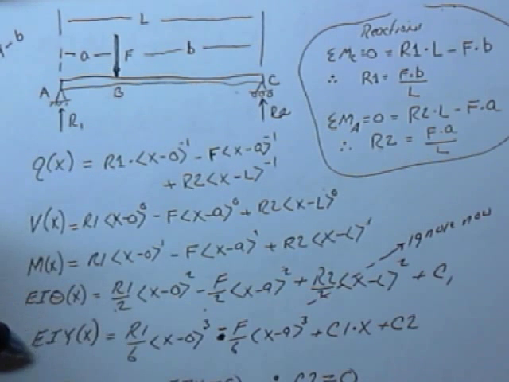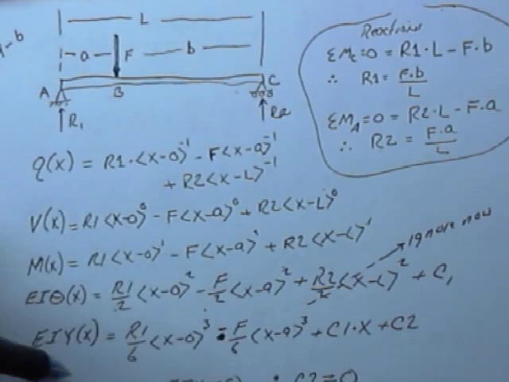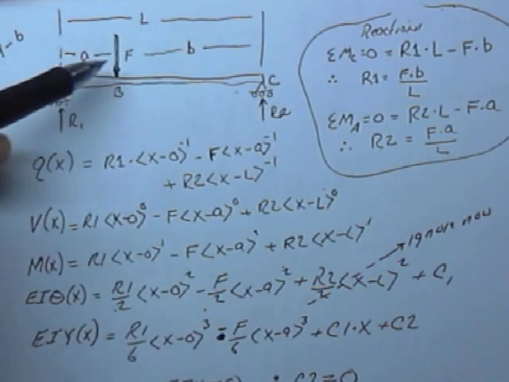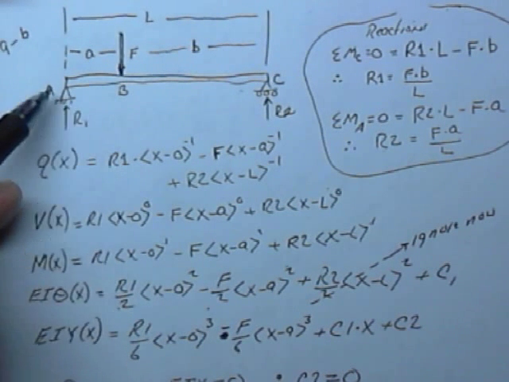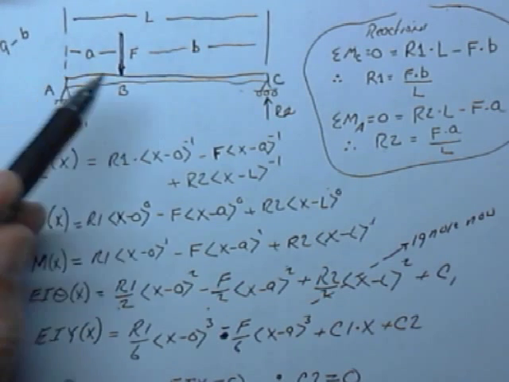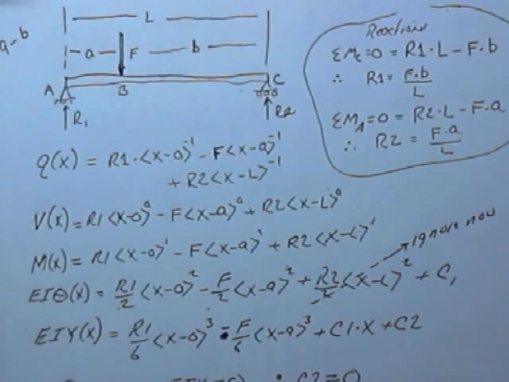So the power of the singularity function so far is to let me speed through these integrations without worrying about piecewise integration. Now I need to deal with my boundary conditions. For this particular beam, I know that at the left-hand end, the deflection is 0. I also know that at the right-hand end, the deflection is 0. So I'll use those two.